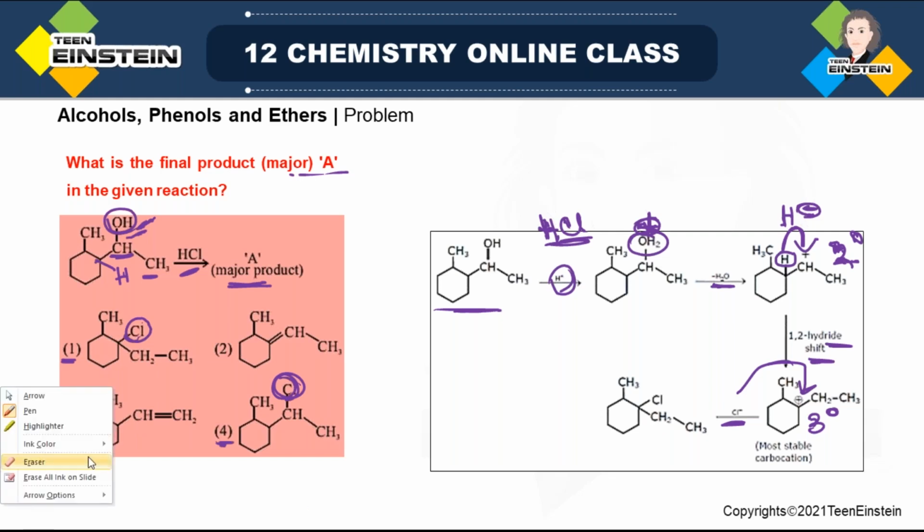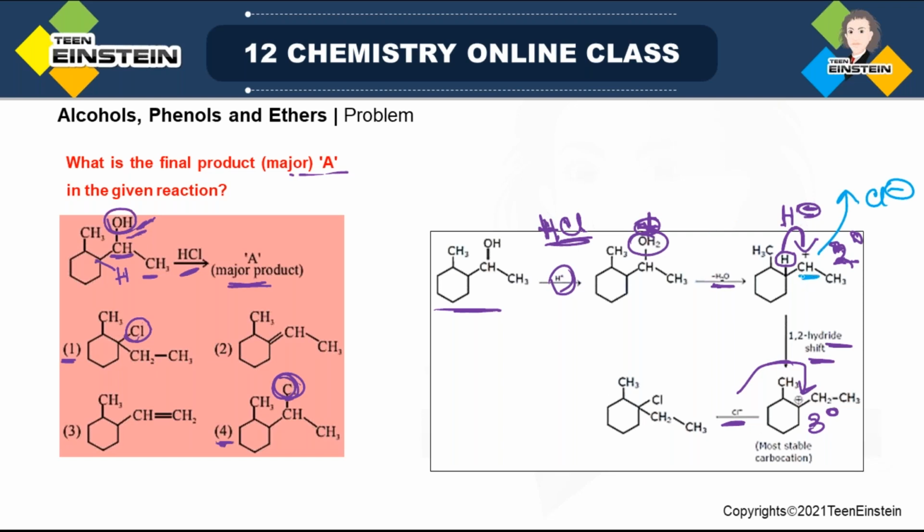Because suppose without rearrangement, directly you are considering this carbocation and you are adding HCl. So in this case, Cl will be attached to this carbon, and you will get option 4 molecule. But this is option 1. That is, if you are doing rearrangement, then substitution gives option 1. But if you are not doing the rearrangement, directly you are doing the substitution, it will be option 4. But sorry, correct option is this one.